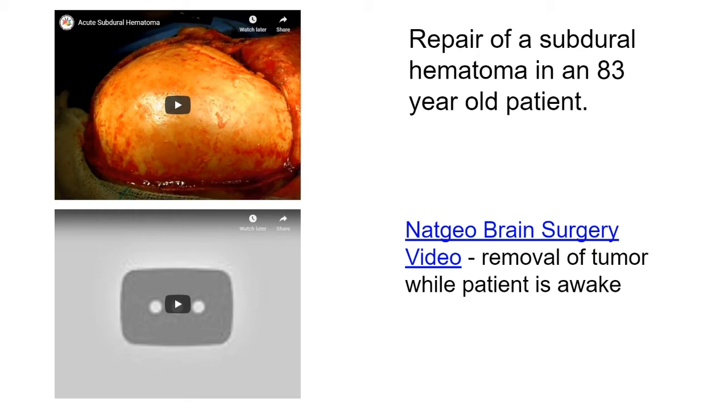Because if they are even off by a millimeter when they are working in the brain, you can lose the ability to speak or the ability to control fine motor movements in certain areas of your body.